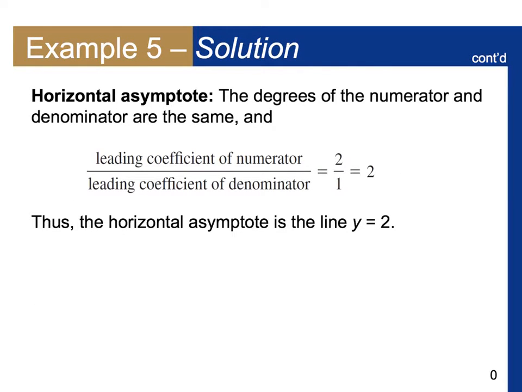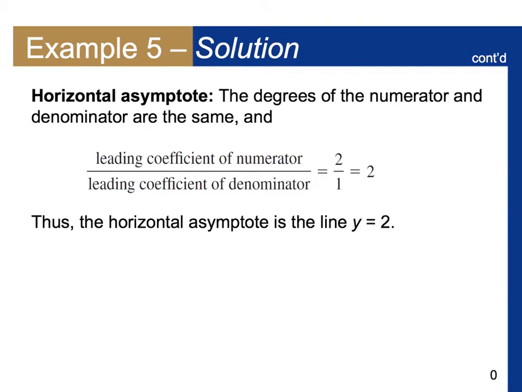Okay, so now let's look at our horizontal asymptote. Since the degrees of the numerator and the denominator are the same, we can just take the ratio of the leading coefficients. The leading coefficient of the numerator is 2, and the leading coefficient of the denominator is 1. 2 over 1 is 2, so our horizontal asymptote is the line y equals 2.